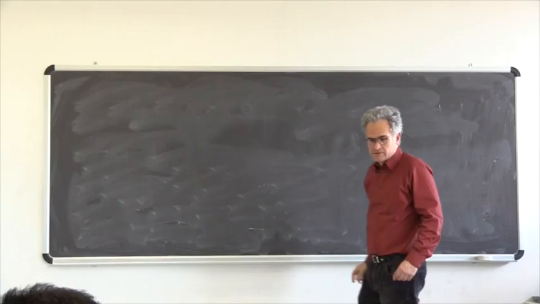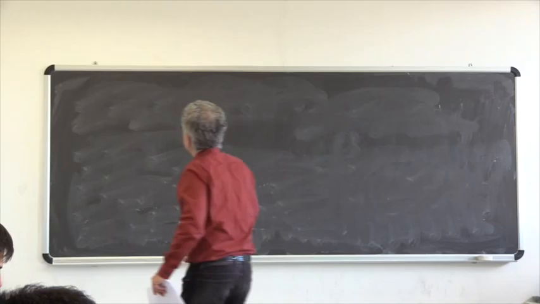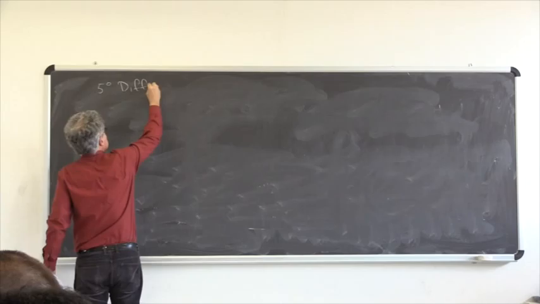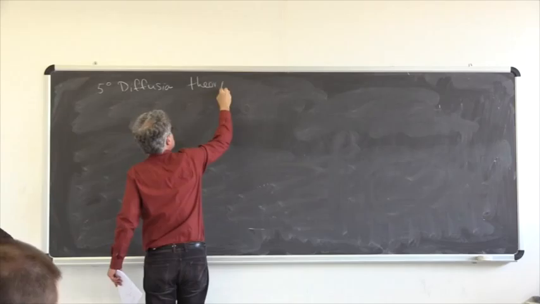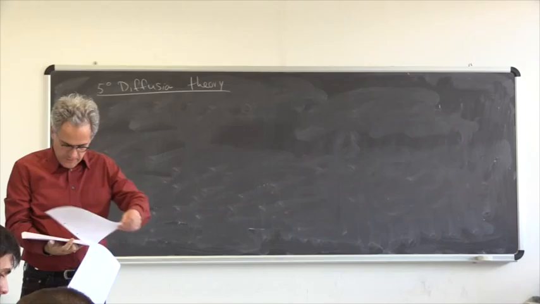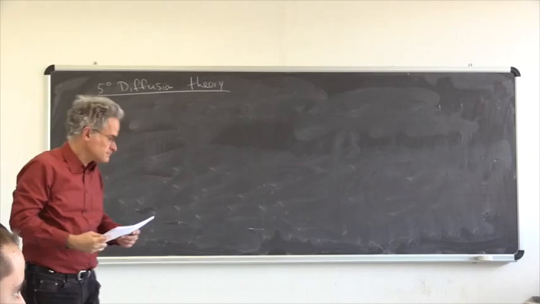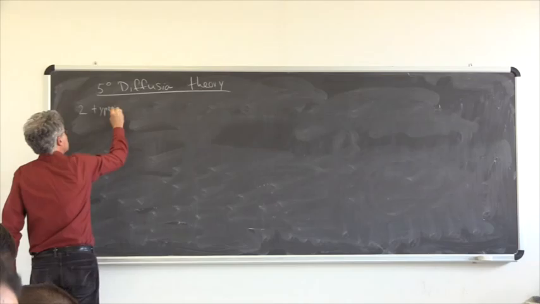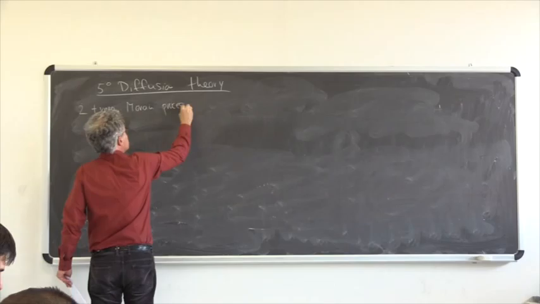So this is now the so-called diffusion theory, which largely goes back to Kimura. And we're again going to start from the Moran process with no selection. Okay, so we have again two types.